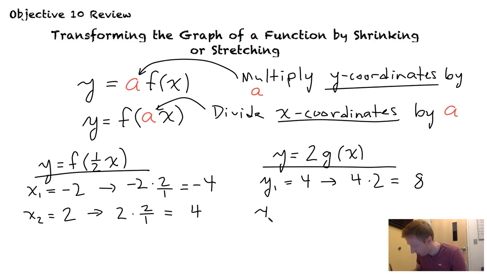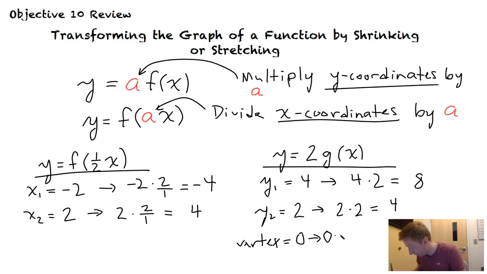Our second y value is at y equals 2. So again, we multiply 2 by 2, and this results in 4. And these are the two y values of our new endpoints. And then the vertex, we could use that as well. The vertex is at y equals 0, 0 times 2 equals 0. So the vertex will stay at the same spot. Let's now go ahead and plot these points in ALEKS at y equals 8 and y equals 4.